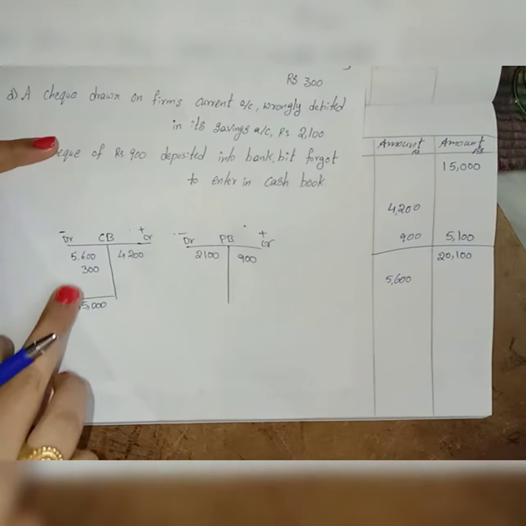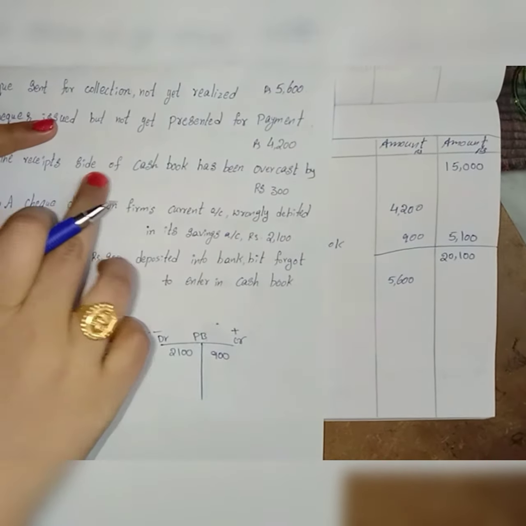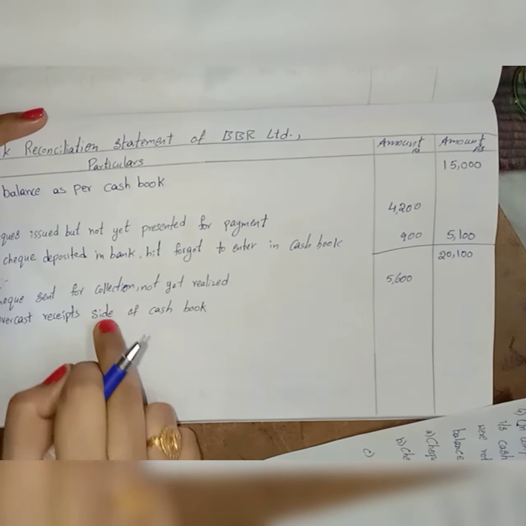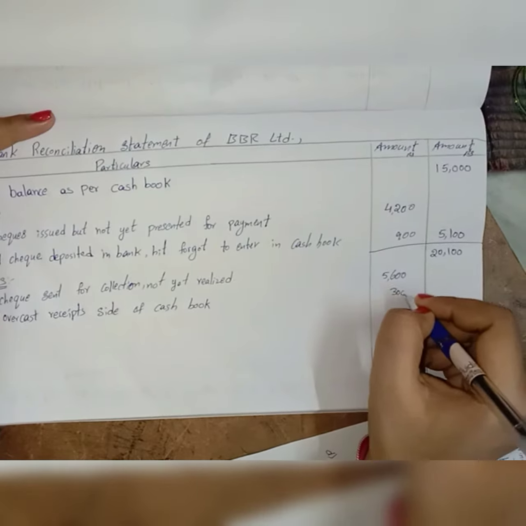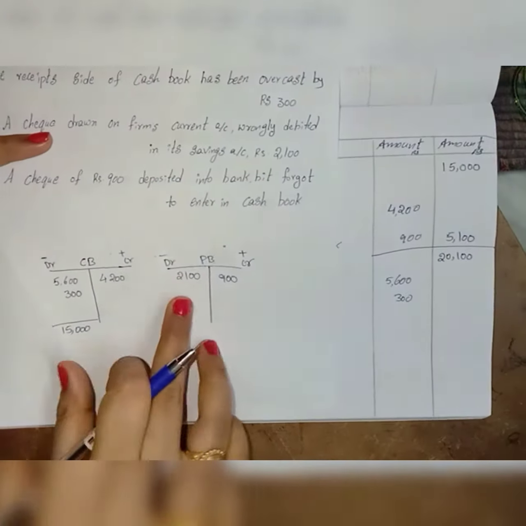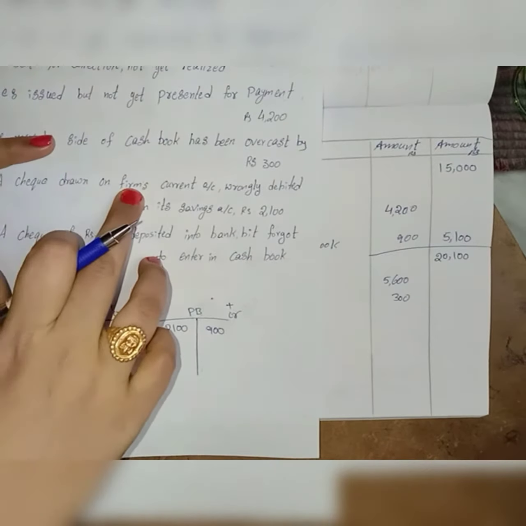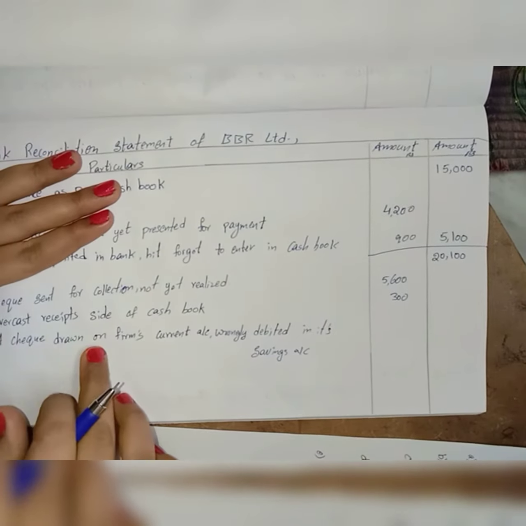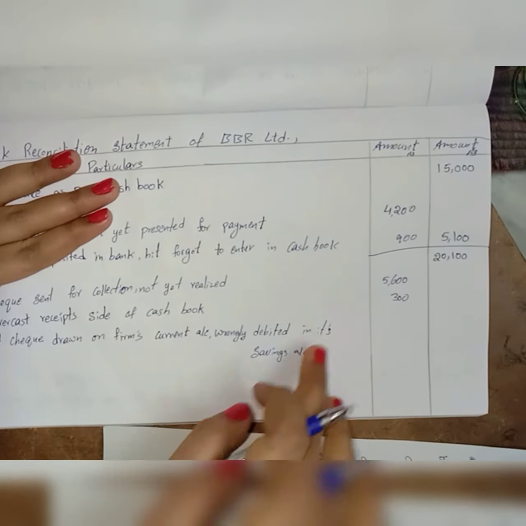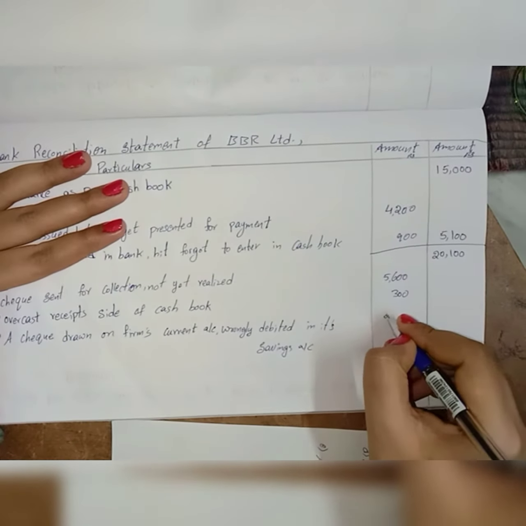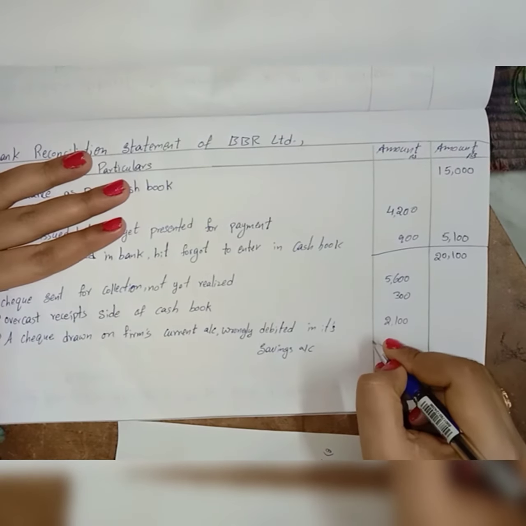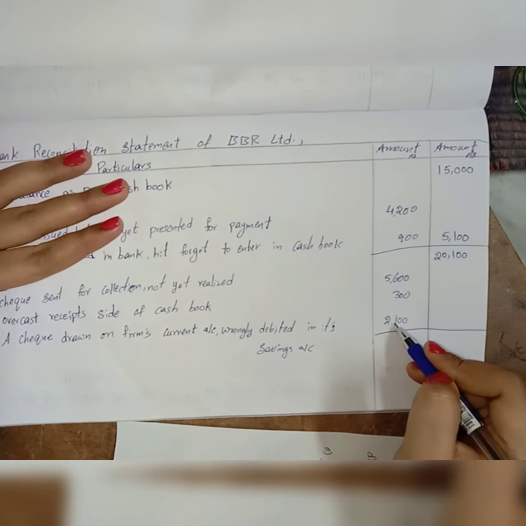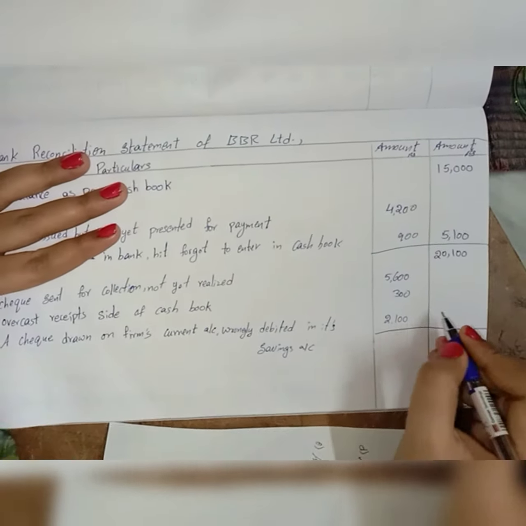And next one, the receipt side of the cash book has been overcast, 300. And next, a check drawn on the firm's current account wrongly debited in its savings account, 2,100. So we make the total: 5,600 plus 300 plus 2,100, and the total is 8,000.